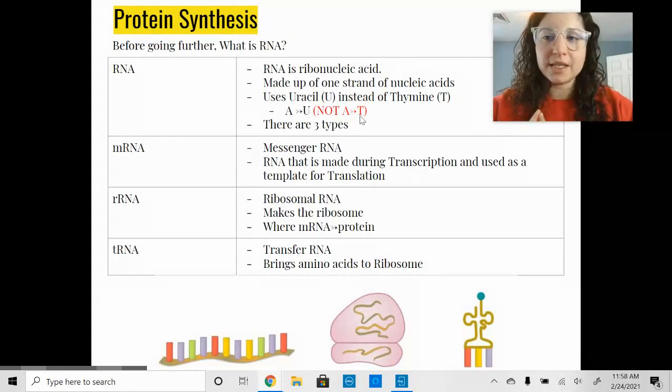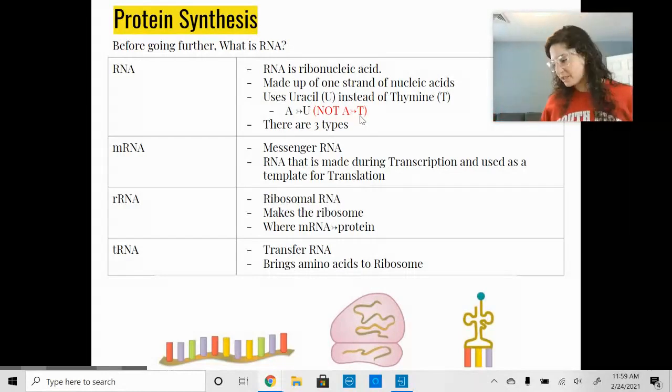So a helpful hint: if you are looking at DNA, it will contain T's in it. If you're looking at RNA, it will contain U's. Just one way to think about it. There are three different types of RNA.